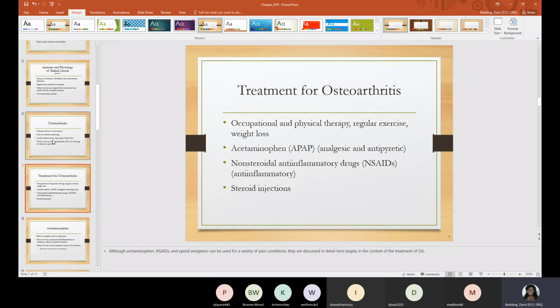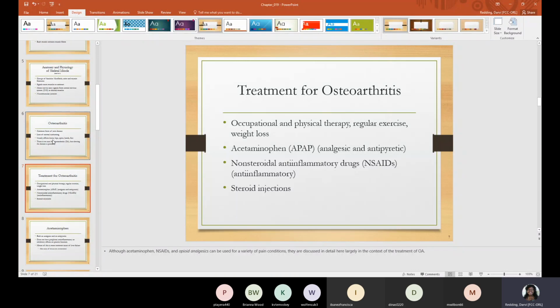So some of the medications, especially when it comes to drug classes that might assist with treatment for osteoarthritis, would include analgesics and antipyretics. Analgesic is a pain medication. So one of the common pain medications that's used for the treatment of osteoarthritis would include acetaminophen, and the abbreviation for acetaminophen is APAP.